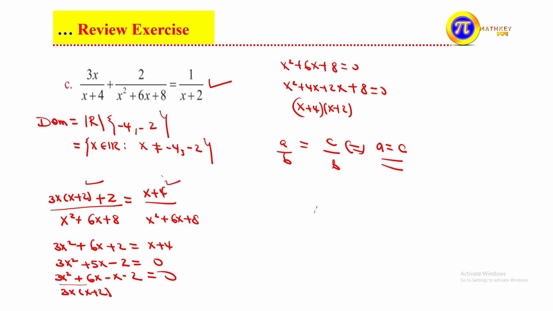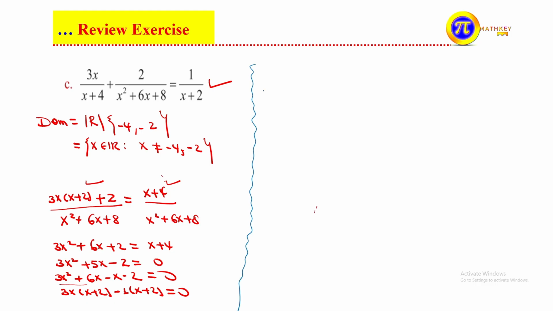Last two terms, when we observe, what is common? Negative 1 will be common, so x plus 2 is equal to 0. Now let's try to find the value for x. Here, when we observe, x plus 2 is common, so we can take x plus 2 times 3x minus 1 is equal to 0. What is the value of x? x is equal to negative 2 or x is equal to 1 over 3.